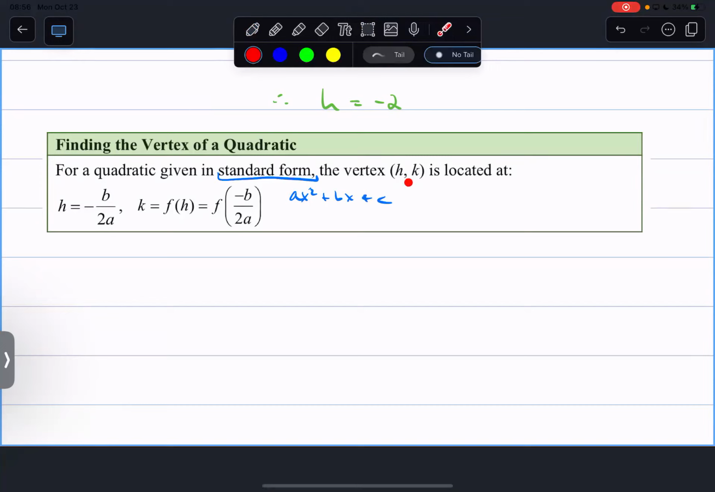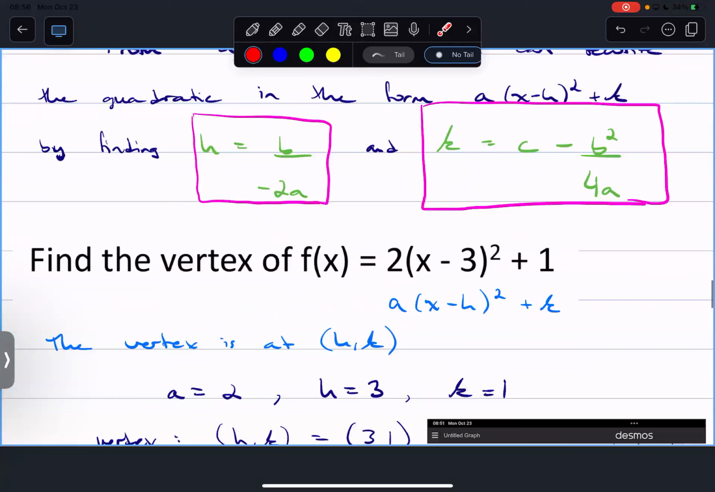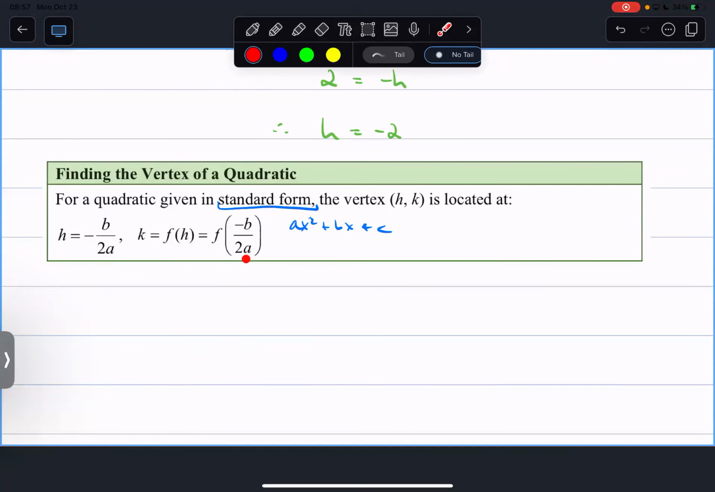Then the vertex hk is located at, h is at -b/2a, that's what we found, and k, which is at f of h, which is the function evaluated at -b/2a, but we actually found what it is. It's going to be c minus b squared over 4a. But this way you only have to memorize one thing, I guess, sort of. Not really.